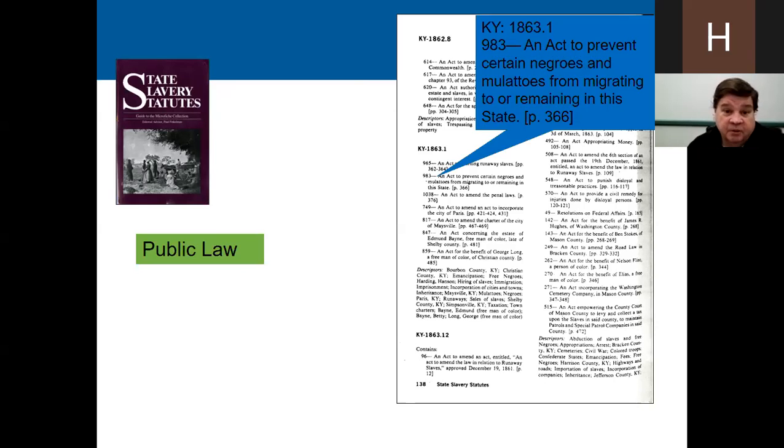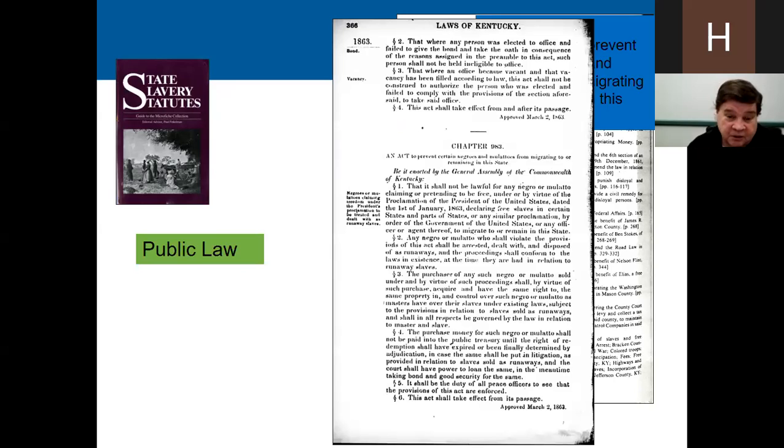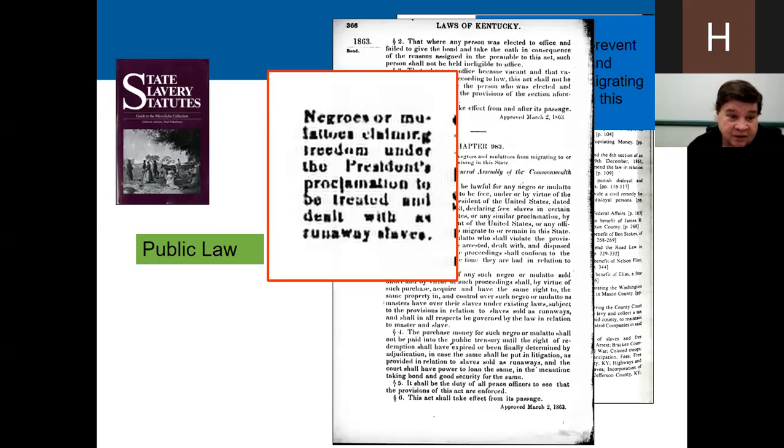It applies to everybody. And some of that is included. Here's an example. It's an act to prevent certain Negroes and mulattoes from migrating or remaining in this state. And it gives me a link, and I can go to the microfilm and understand this. And so this has to do with people that were freed from the Emancipation Proclamation. It was like, don't be coming to Kentucky, just stay out.